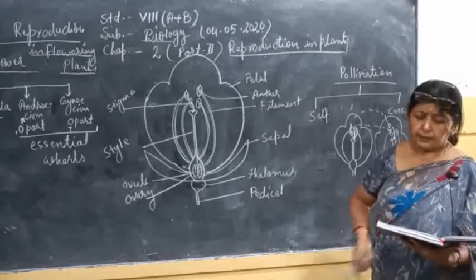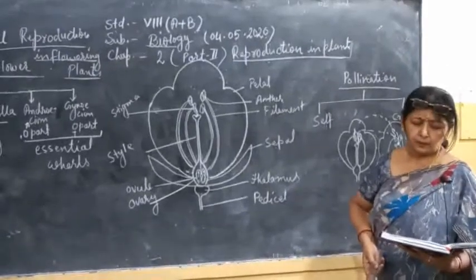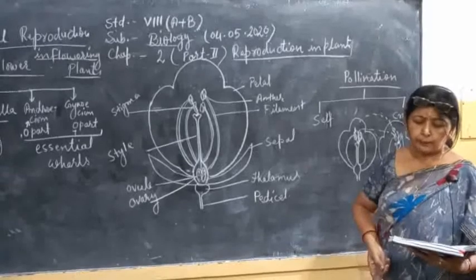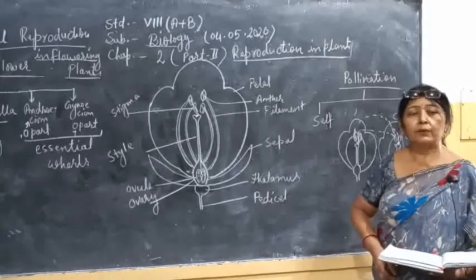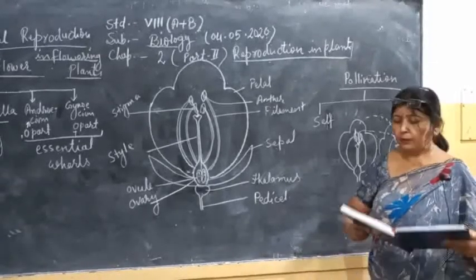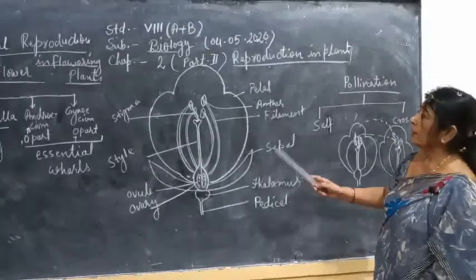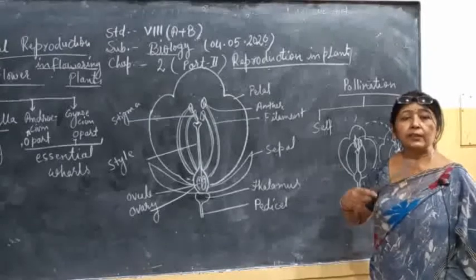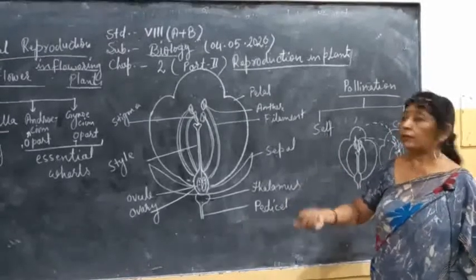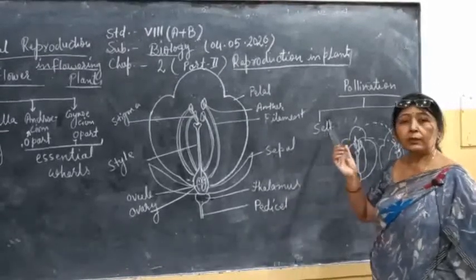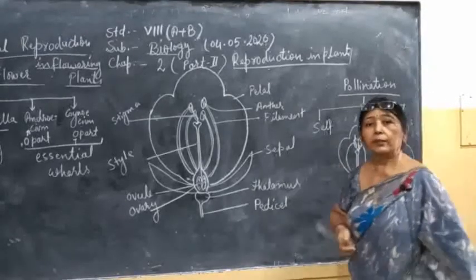Third, insects. Insects like butterflies, bees, and hummingbirds move from one flower to another to collect nectar. In this way, pollen grains stick to their bodies. When these insects sit on another flower, pollen grains are deposited on the stigma, thus leading to pollination.